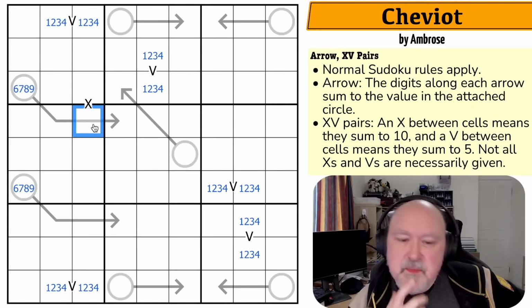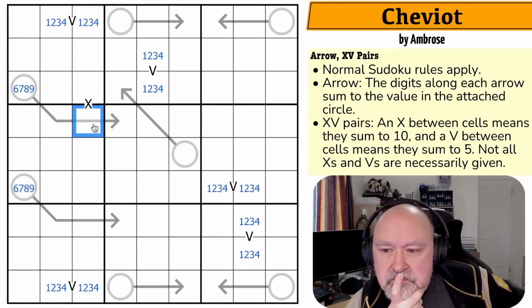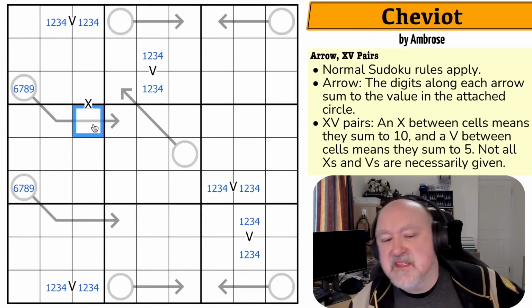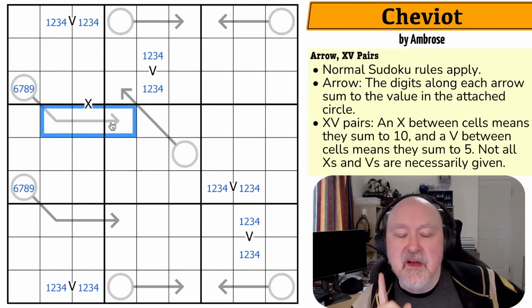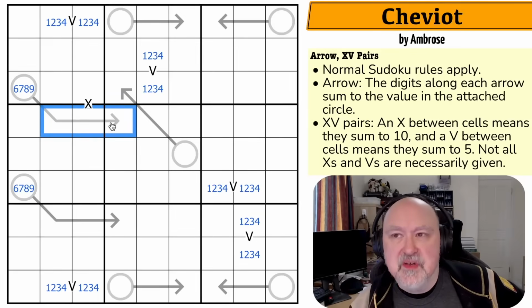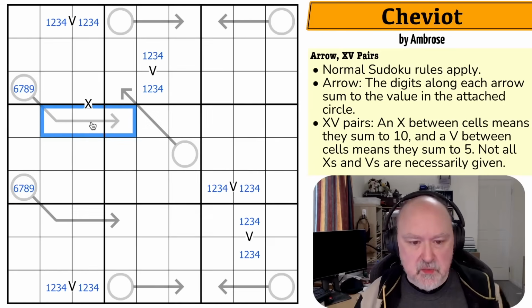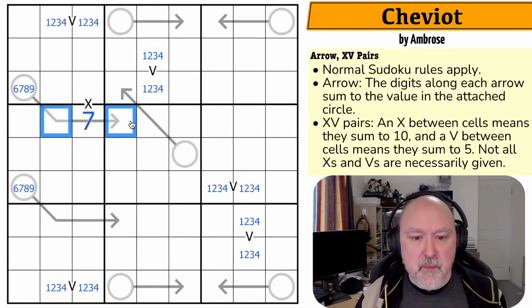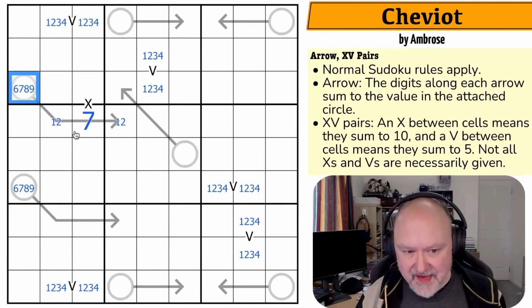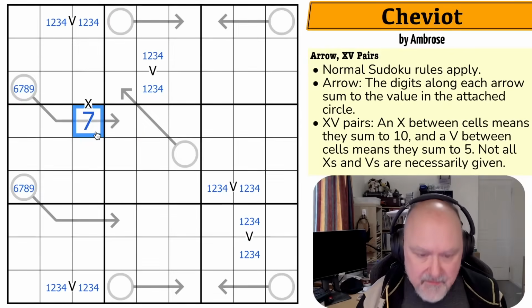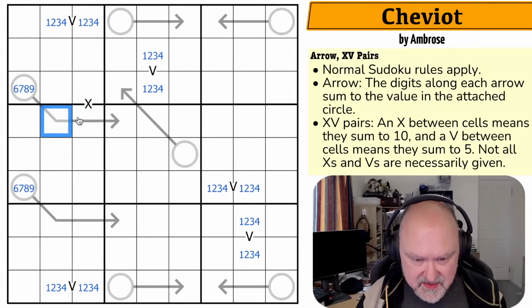Does that need to be low? No, you can never put a 5 on an X, and on an arrow, you can never put anything higher than a 6, because if you put anything higher than a 6, say I was to put a 7 here, the minimum I could make these would be 1, 2, and 7. 1, 2 means that would need to be a 10, and I can't put 10 into a single cell.